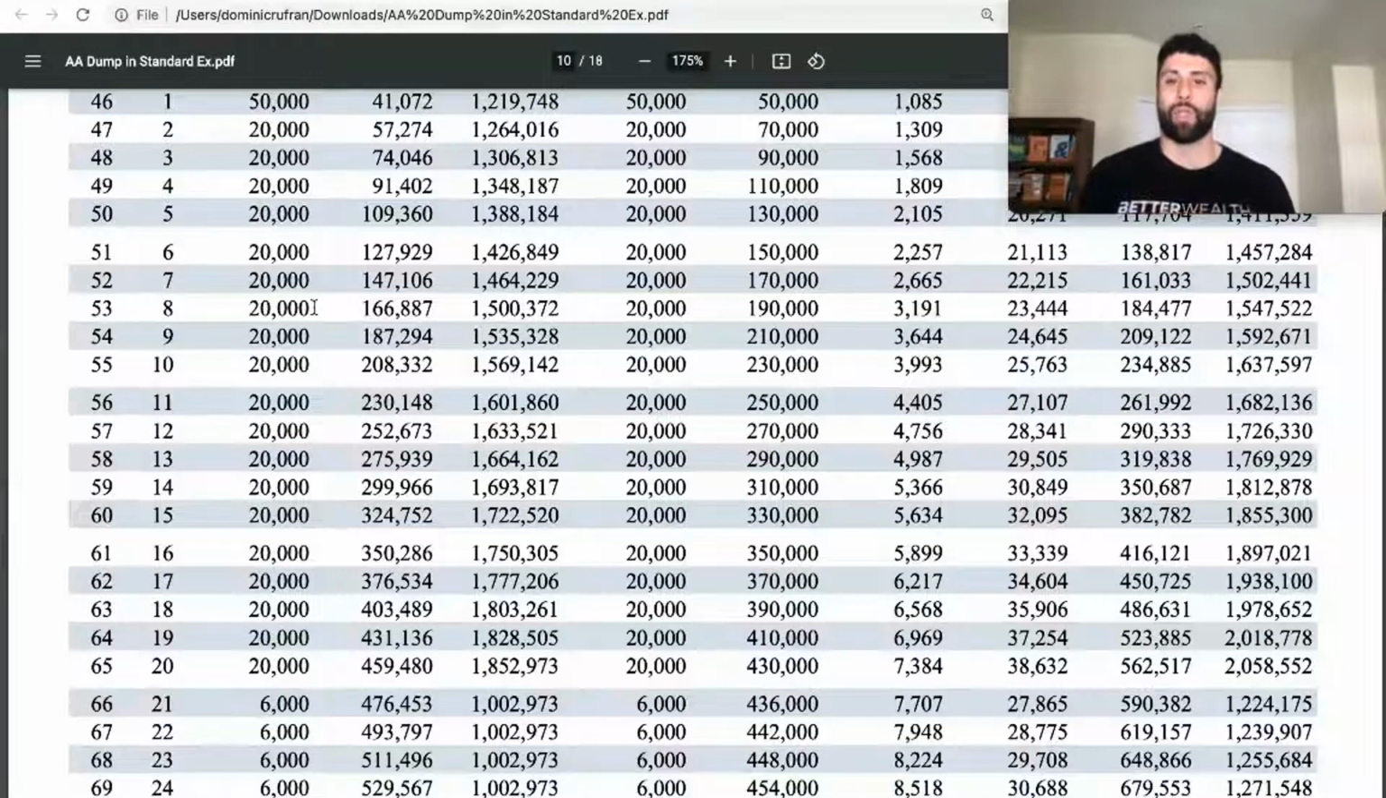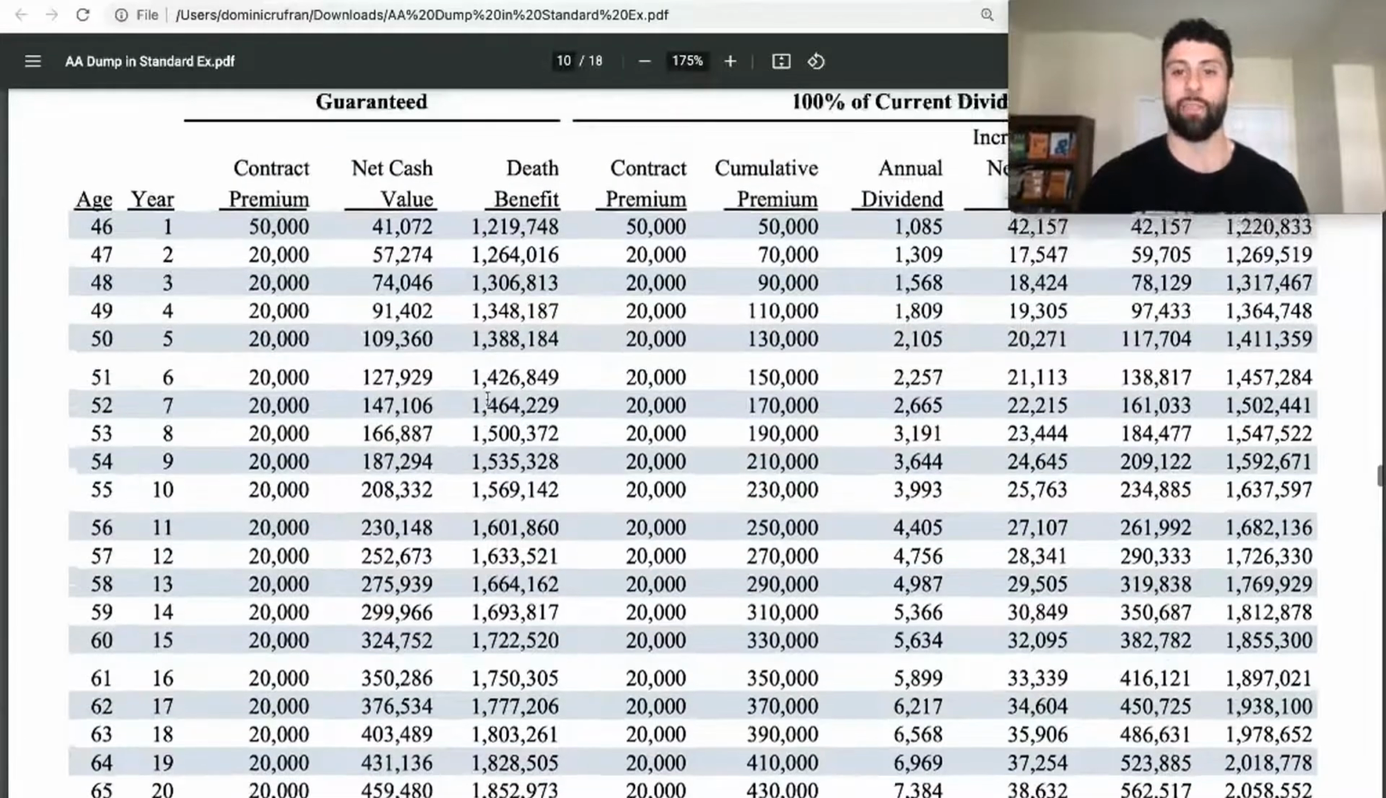So I hope this helps. We talked about a lot. We talked about what a well-designed policy looked like, what the term riders were, what the bases are, what the PUAs are. We talked about what the premium waiver rider is. We talked about the flexibility of the policies. We looked at a couple different ones, talked about the benefits of a dump-in.